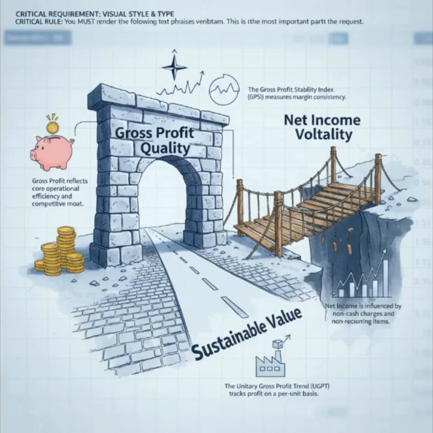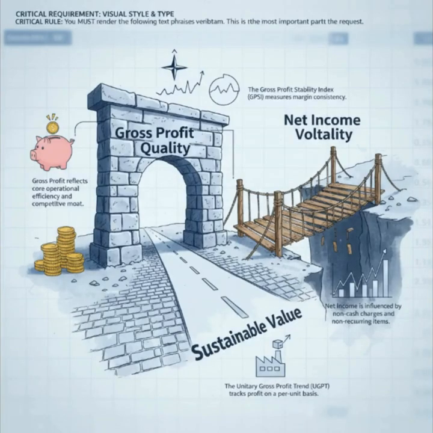To quantify this, we use the Gross Profit Stability Index, or GPSI. It measures the consistency of gross profit margins over a business cycle, typically 5 to 7 years. A higher GPSI, ideally above 1.5, indicates a predictable and durable business. It suggests the company can maintain its profitability even through economic turbulence.